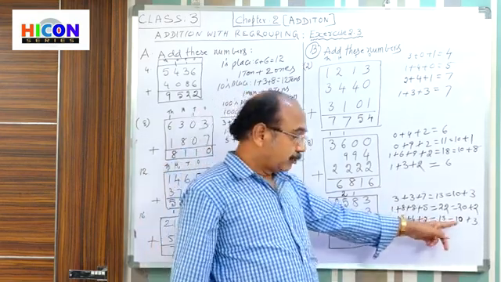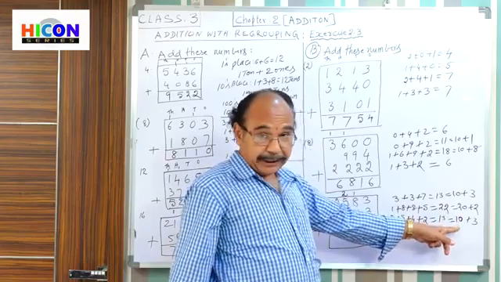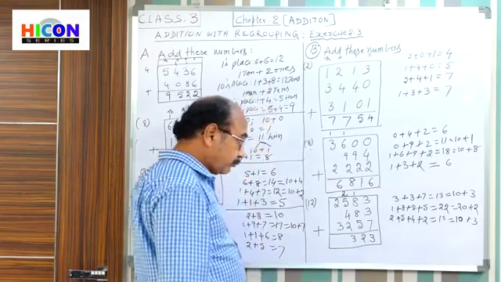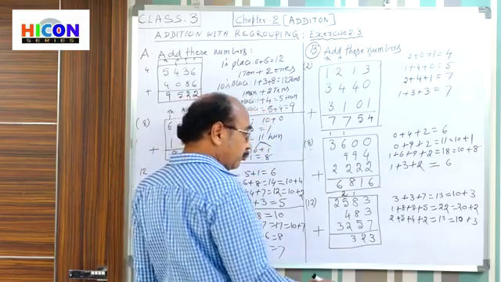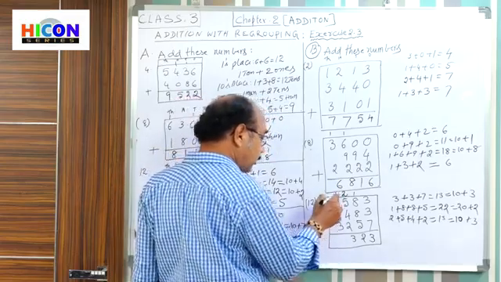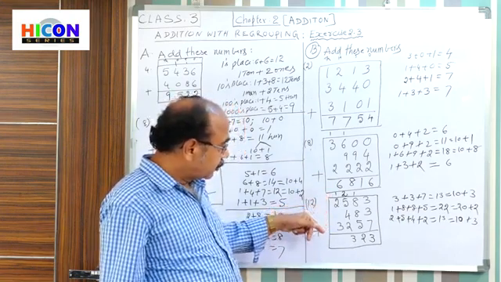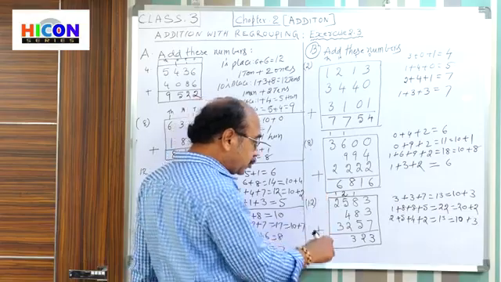And 10 hundreds make 1000. That's why we write 1 in the thousands place. Carry 1000. Now add the digits in the thousands place.